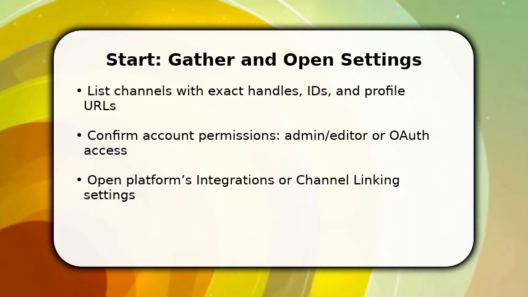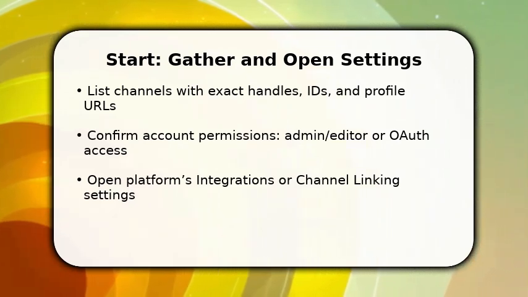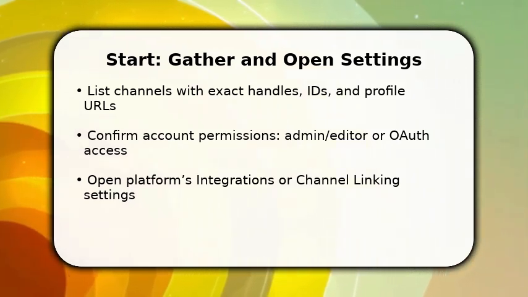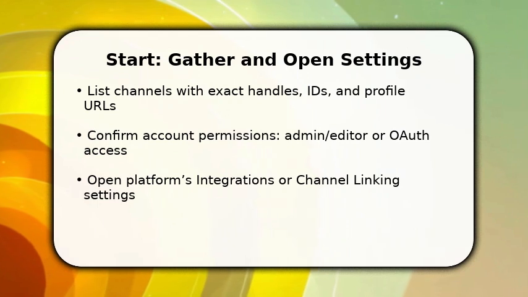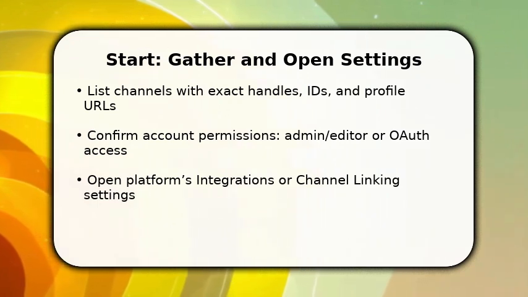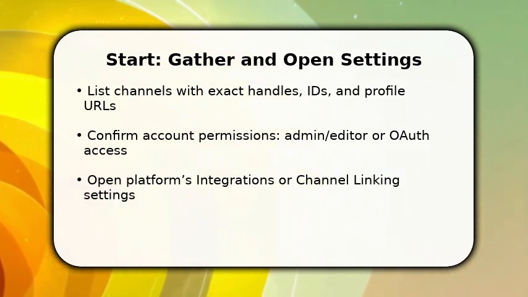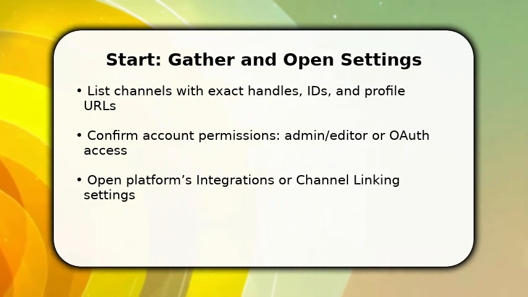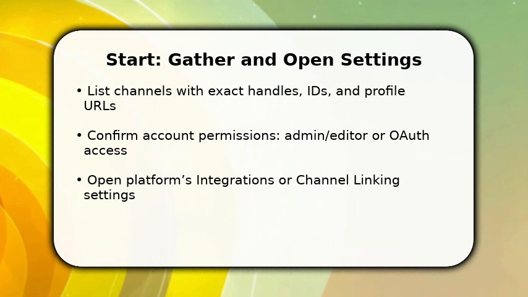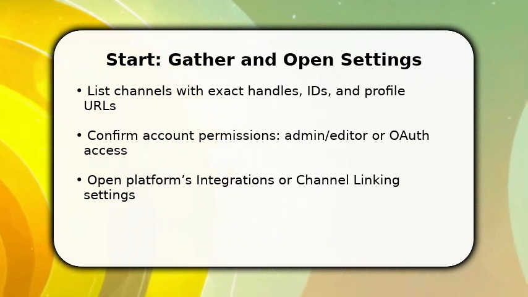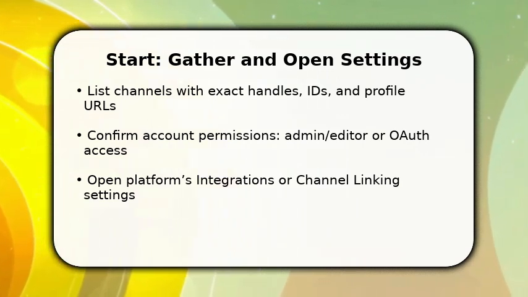You begin by collecting what you need: channel handles, profile URLs, and any ID or tokens. Once done, make sure to confirm you have admin or editor permissions on each account so linking will succeed. Next, open the target platform's integrations or channel linking settings and prepare to add a new link.